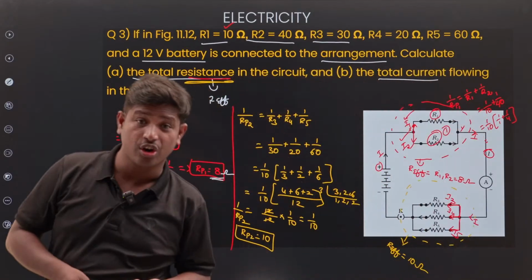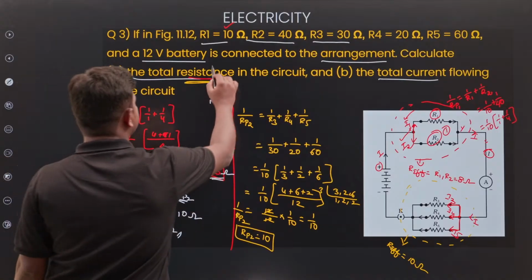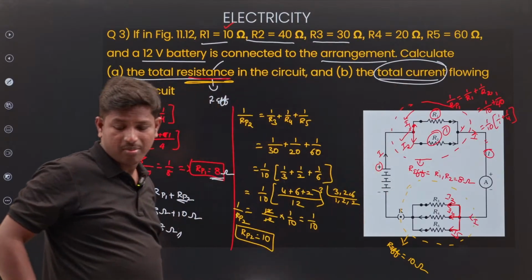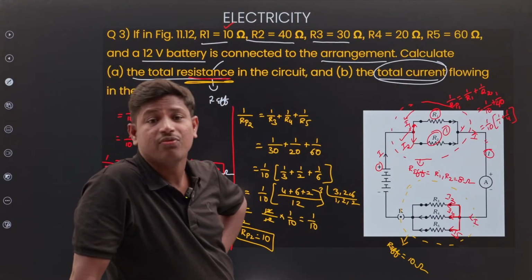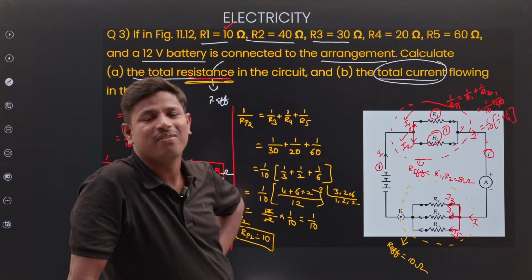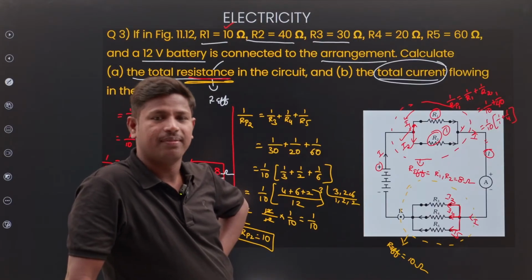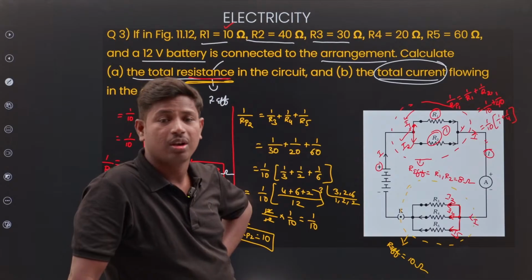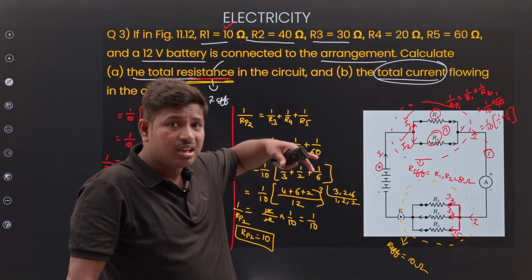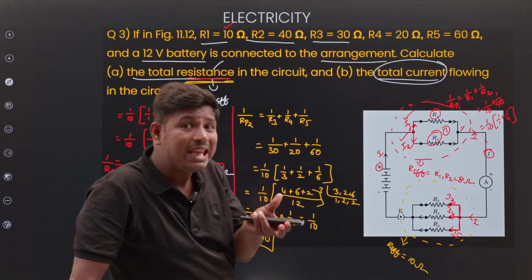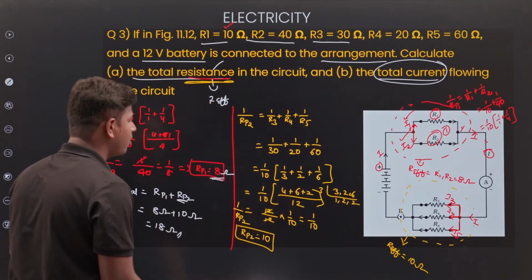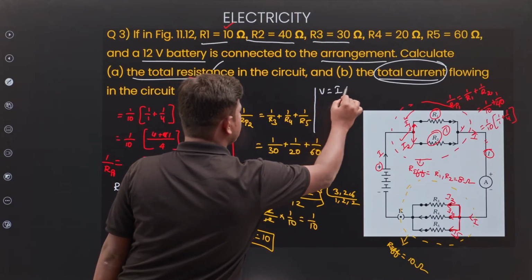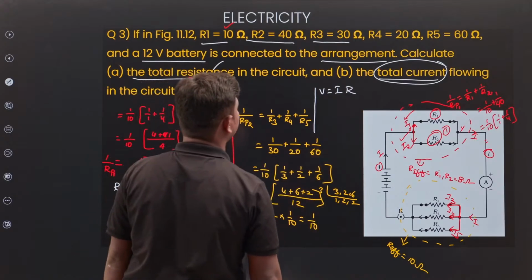The question is completed. Not yet. See, resistance we find. Next, total current. Tell me the formula. Which formula? Resistance is given, that we found out as total resistance in the circuit. Current we are going to find out. Potential is given. So among these three, what relation is there? V is equal to IR, from Ohm's law. What is the voltage?